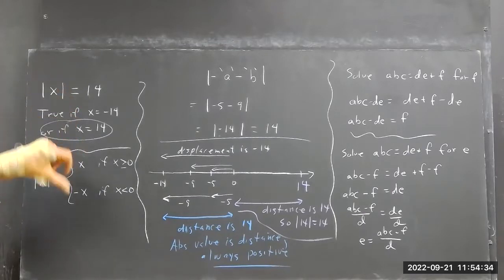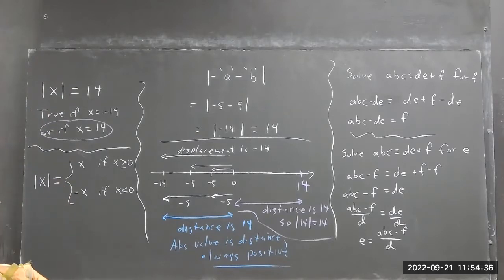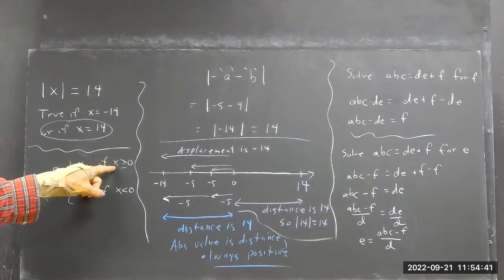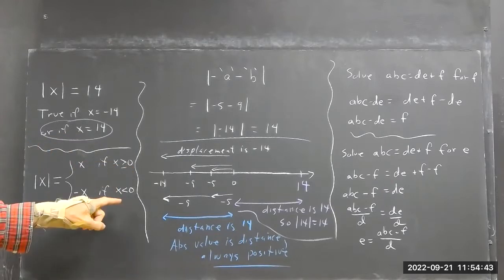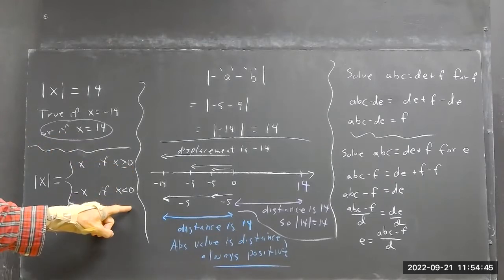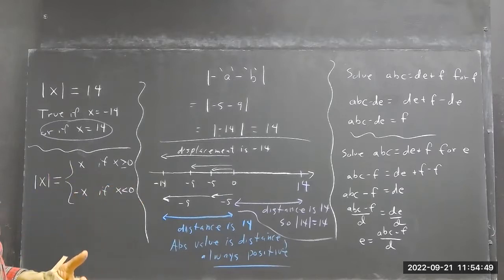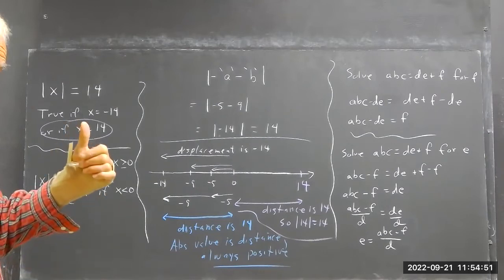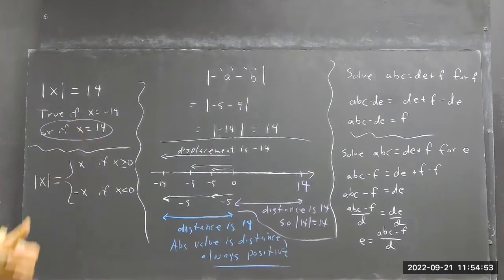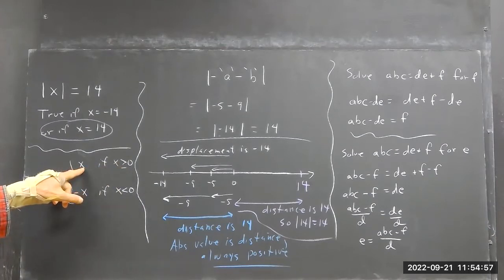This one or this one? Well, this says if x is greater than or equal to 0. This says if x is less than 0, right? Now, is 14 greater than or equal to 0, or is it less than 0? Greater. Greater than or equal, but simply greater. Okay, so that means you got to do this.